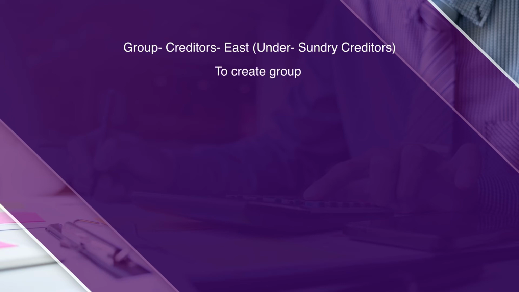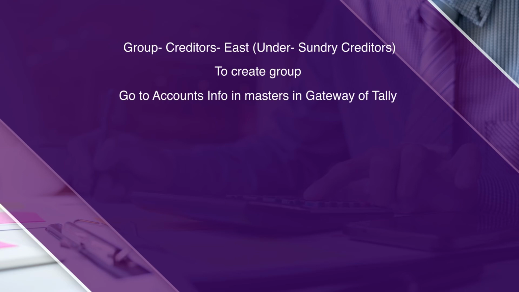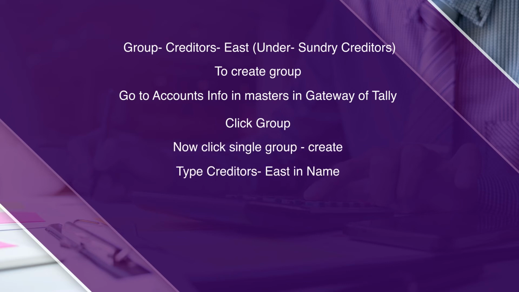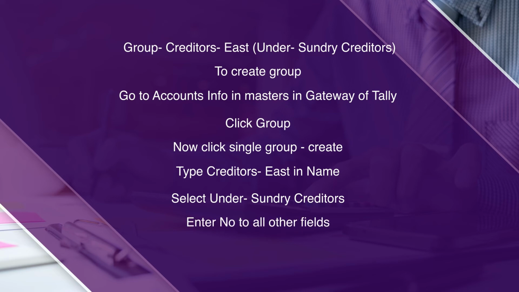To create the group, you will go to accounts info in masters in the Gateway of Tally. You will click on group, then click single group create. Type creditors east in the name and select that this group will be made under sundry creditors only. Enter no to all other details, press enter, and accept by pressing Y or by taking your cursor to yes and clicking on it. Once you accept it, the concerned group creditors east will be made.